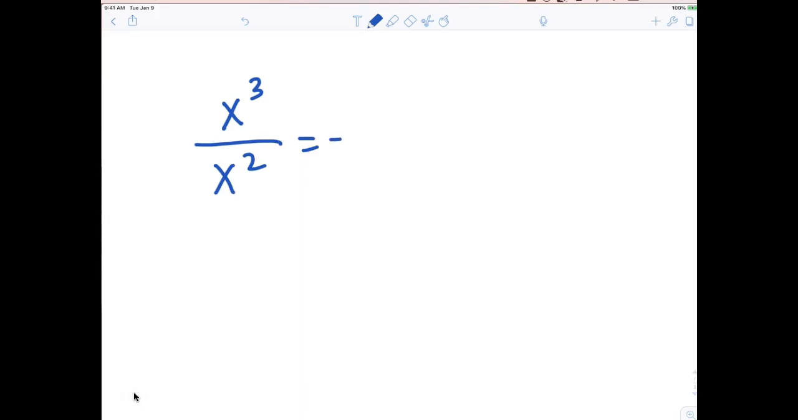So how do you figure that out? This is what I used to do when I forgot the rules or I wasn't 100% sure. What does x cubed actually mean? X times x times x. And what does x squared mean? X times x. So look how simple this problem actually is. Now it's just a fraction problem.